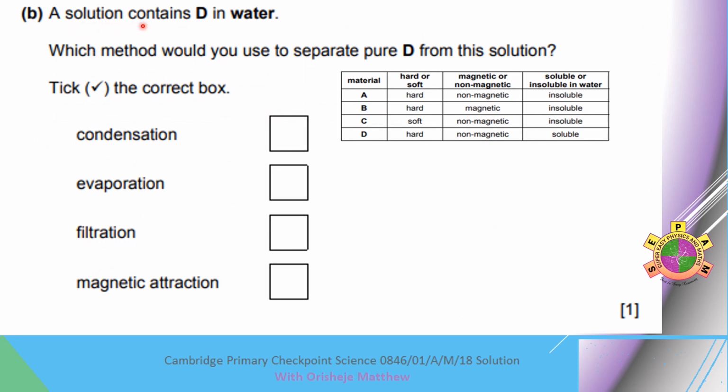Solid. A solid dissolves in water. Which method will you use to separate pure D from the solution? You use evaporation.